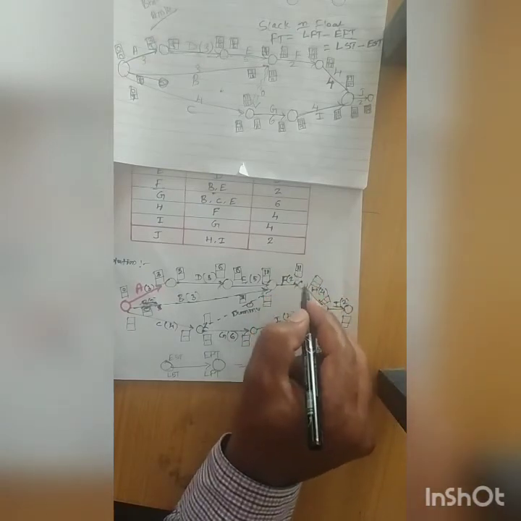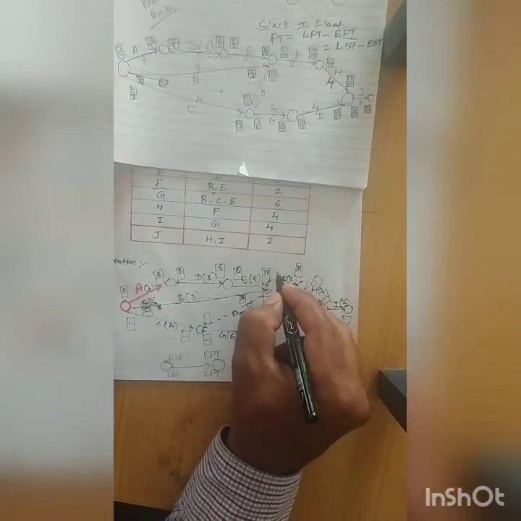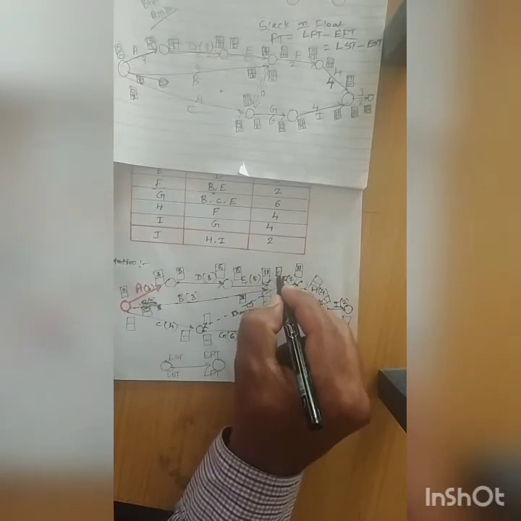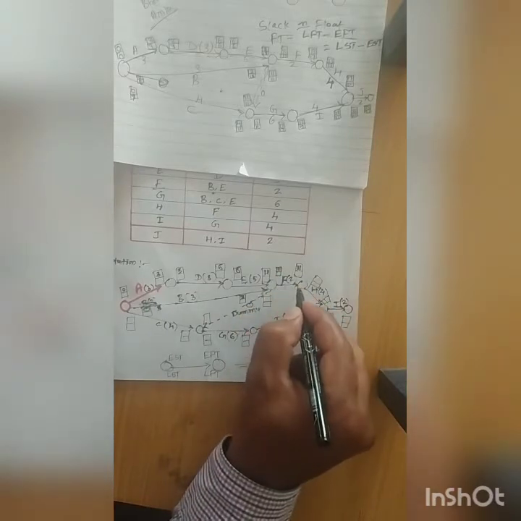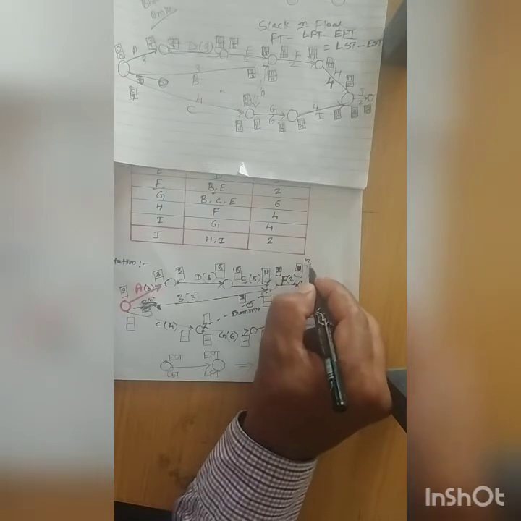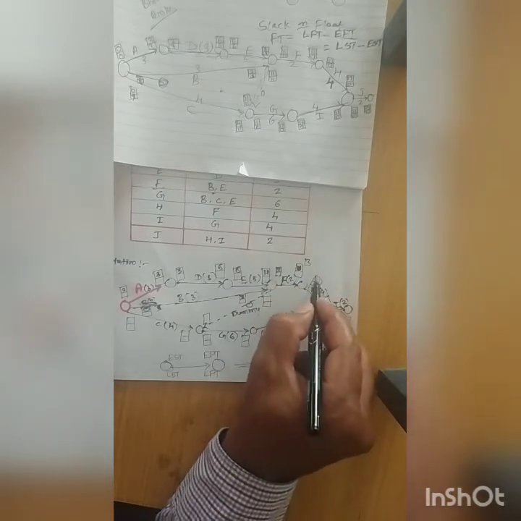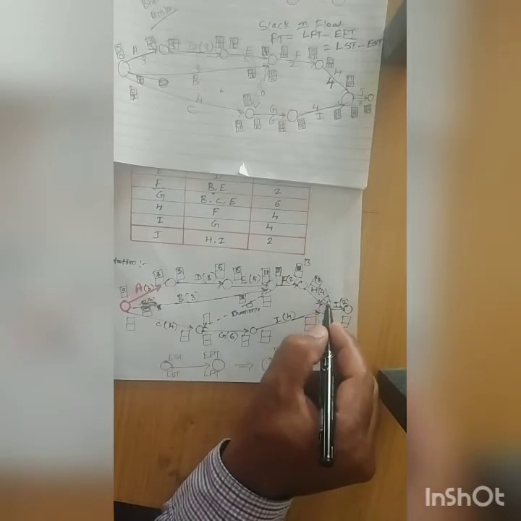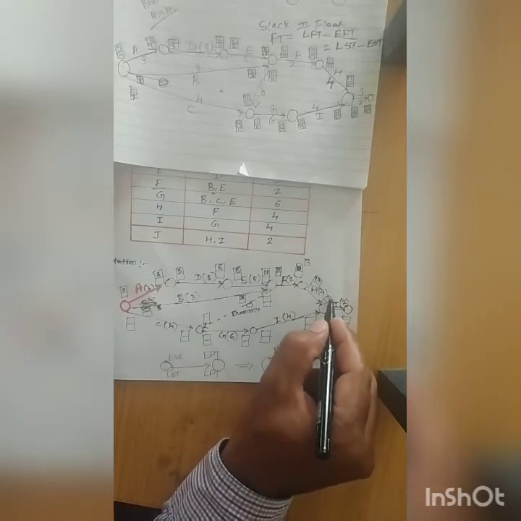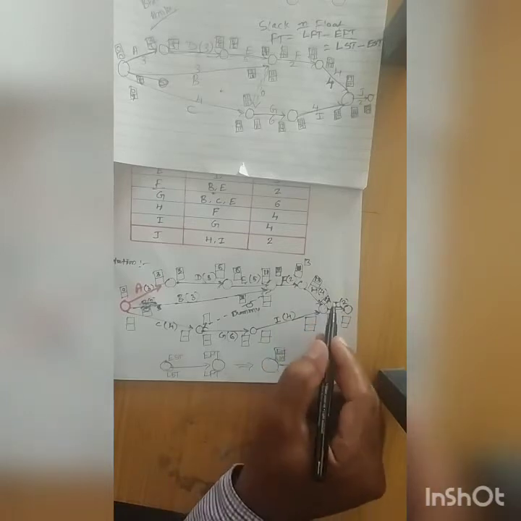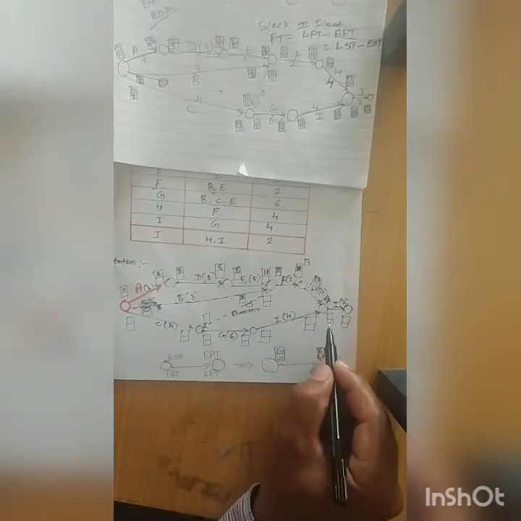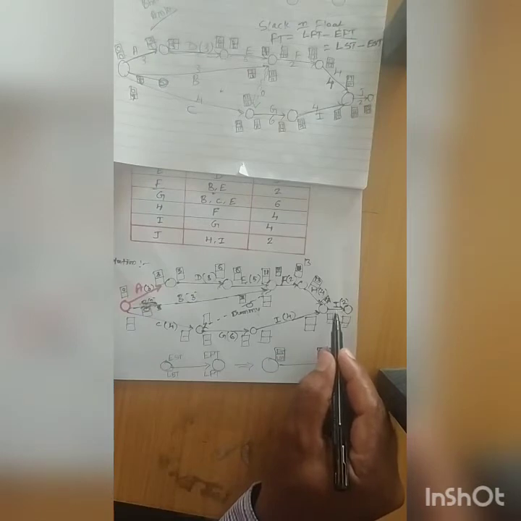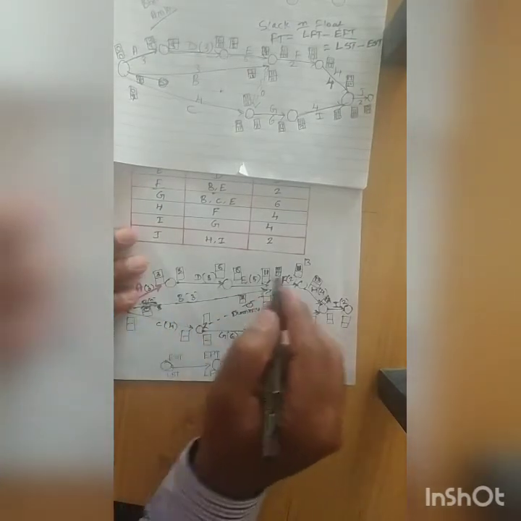So 11, and 11 plus 2 is 13. Next, once again 13, and 13 plus 4 is 17. I cannot take it as forward here, because activity I depends on H and I. So hence I cannot take it. Next, once again come here.